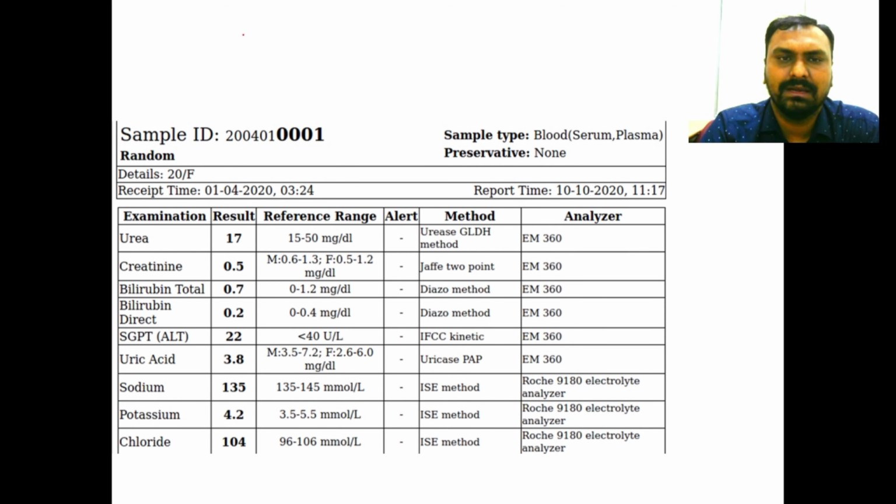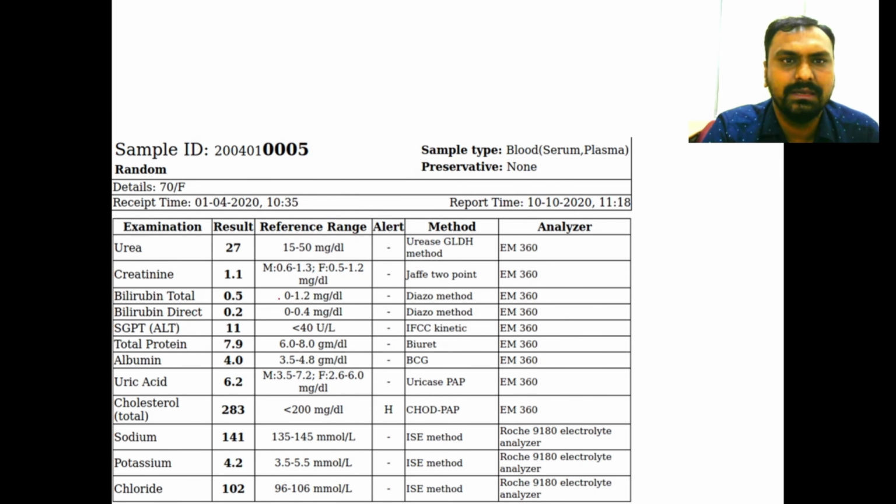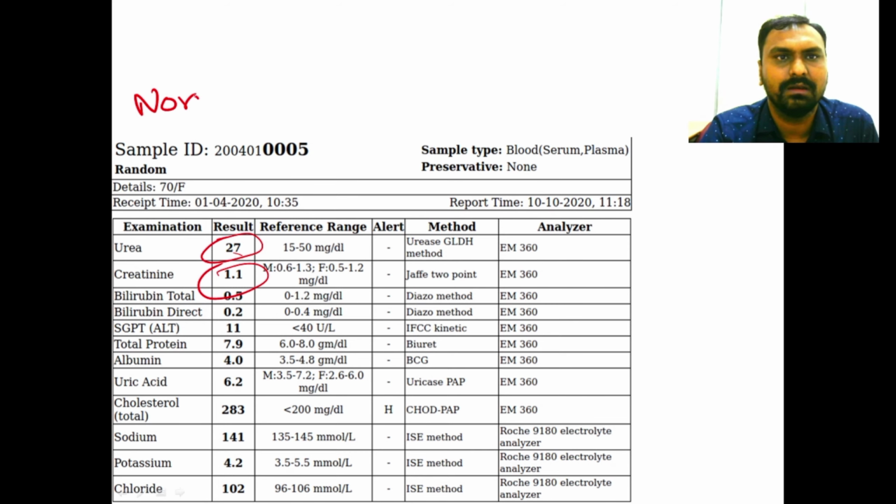So now we will see the real life scenario, a real case, and how you will interpret the urea and creatinine results. So the normal level of urea is around 15 to 50 milligram per deciliter, and for creatinine, male is 0.6 to 1.3, female is 0.5 to 1.2. In males, normally the creatinine upper reference is higher because of the muscle mass. So if you see this report, urea 17, creatinine 0.5, this is a normal report for urea and creatinine. So the patient's kidney function is normal. Again, urea 27, creatinine 1.1, so that is again a normal report. This is a normal renal function test, right?